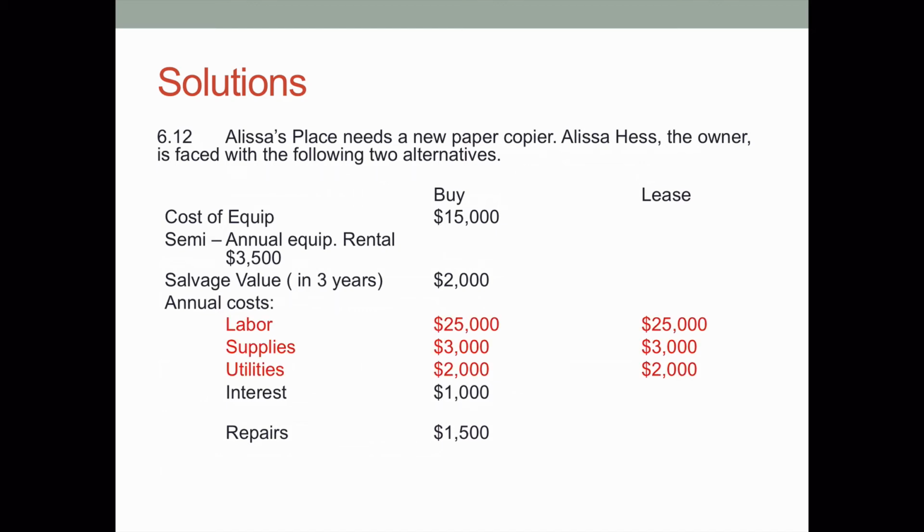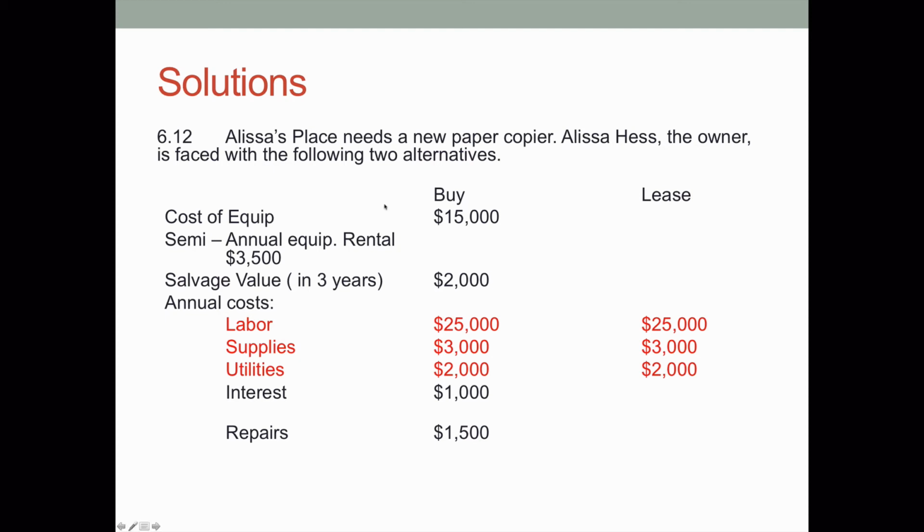The first question was which costs are irrelevant, and they should not be used in the decision-making process. You're going to have a problem like this on the test, and if you use those costs on the test, you're going to lose points, so let's hope you remember not to use them. So the $25,000 for labor, the $3,000 for supplies, and the $2,000 for utilities each year should not be considered.